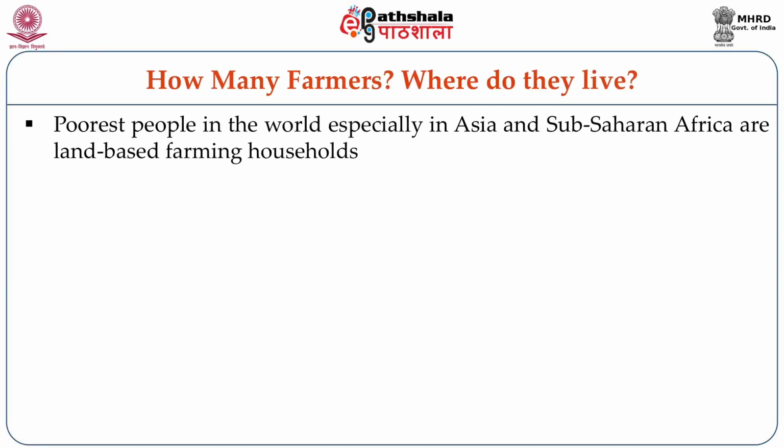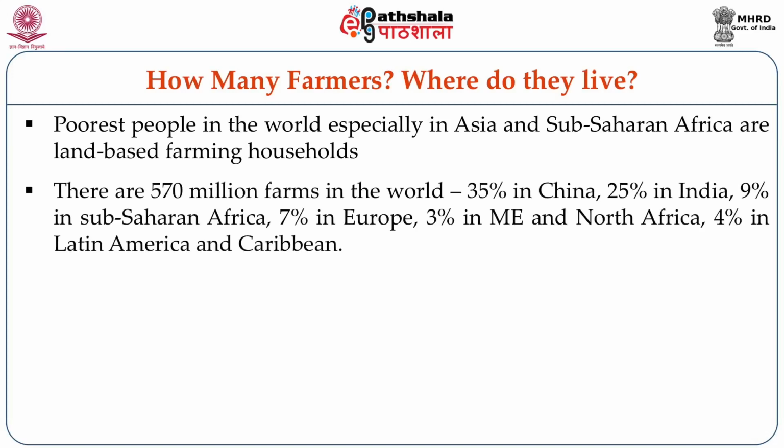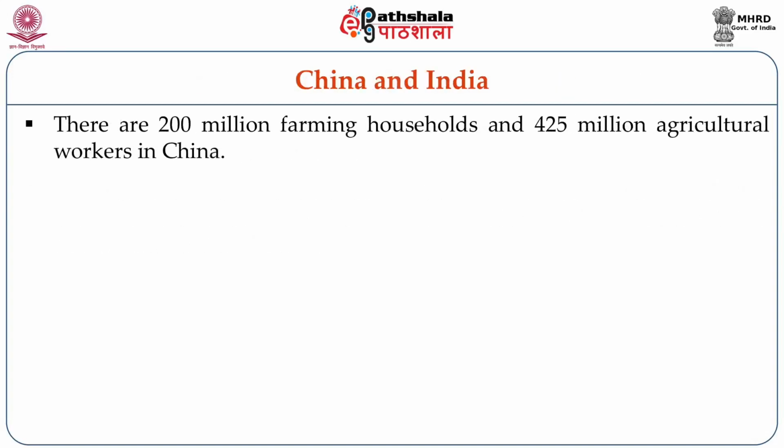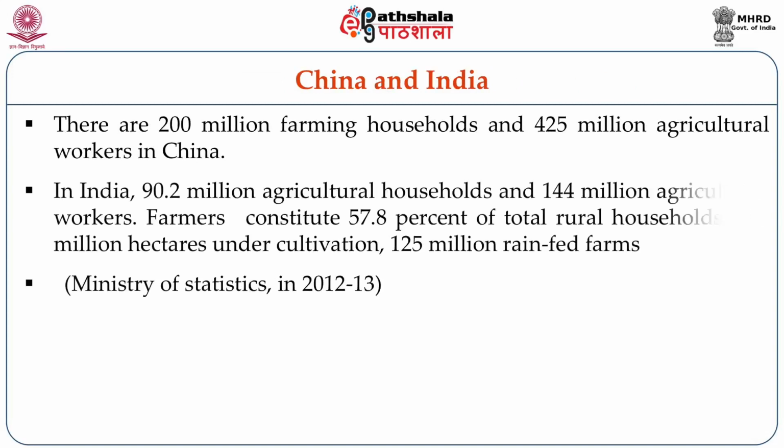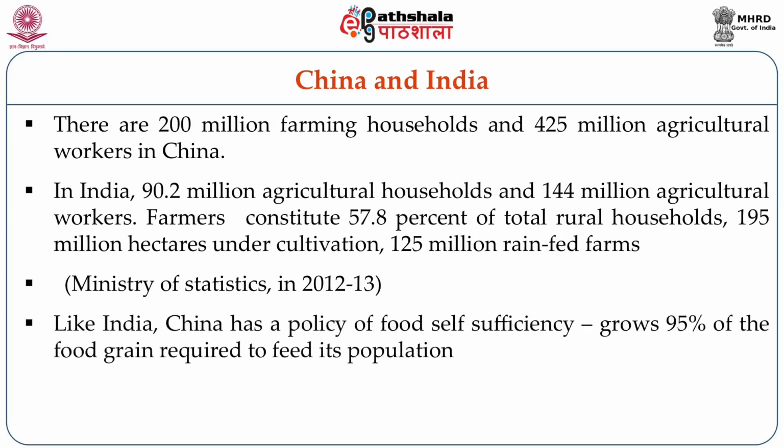How many farmers do we have and where do they live? The poorest people in the world, especially in Asia and sub-Saharan Africa, are land-based farming households. So basically, if you're a farmer and if you're land-based, and especially if you're a small farmer, the likelihood of you being poor is very high. Worldwide, 410 million farms are less than 1 hectare in size. If we compare China and India, there are 200 million farming households and 425 million agricultural workers in China. In India, we have 90.2 million agricultural households and 144 million agricultural workers. Like India, China also has a policy of food self-sufficiency and grows 95% of the food grains required to feed its population.